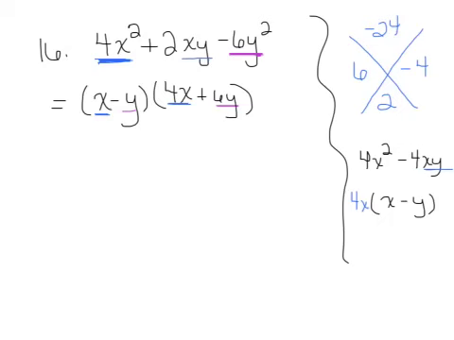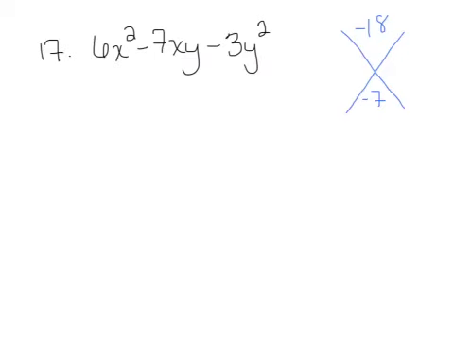And now I check my insides and my outsides. I get 4xy on the insides, negative 6xy on the outsides, and they add up to negative 2xy. So I know that I factored it correctly. So don't worry about the fact that there's a y in here also. You factor it the exact same way.